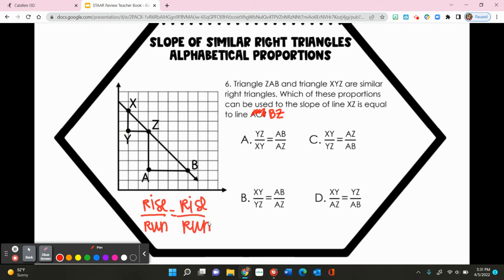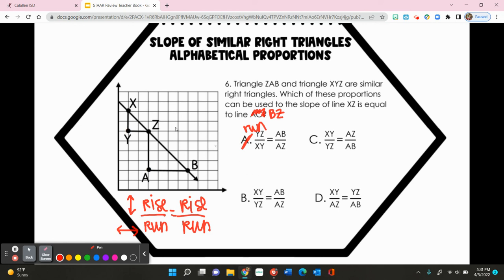So let's go ahead and look at A. Now remember, a rise is you going up and down, and a run is you going from left to right. So we're going to look at each line segment. So I'm looking at the line segment for YZ. I see the line segment for YZ goes from left to right, so this is a run. And since my proportion needs to be rise over run, and I already have run on top, A cannot be my answer. Now let's go ahead and look at B.